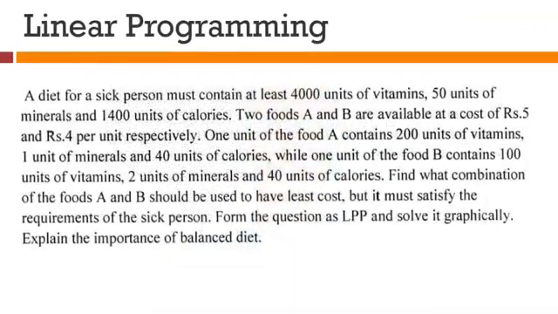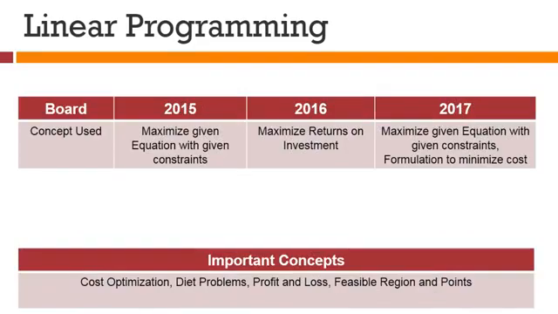So let's see the concepts that came. I hope you guys have taken the screenshot for the same, or in case you can pause the video and note it down. Fine. So the important concepts that came in linear programming included maximizing the given equation with given constraints. 2015 witnessed a very simple problem. 2016 again, maximum returns on investment. So a person invested in 2-3 ways and he was getting returns, and there were some constraints that a minimum amount has to be invested in that. So again, very simple questions.